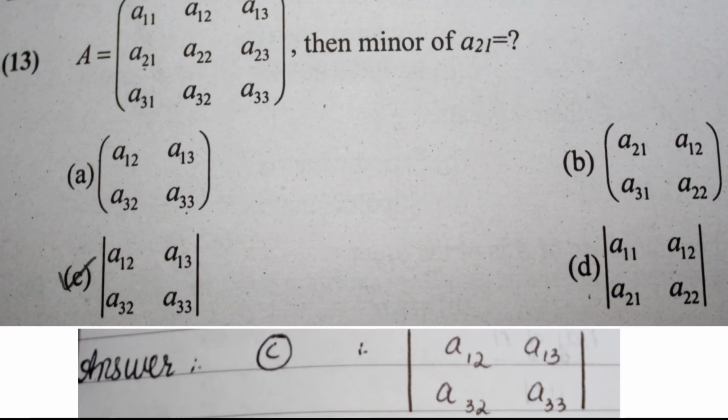Next question is, A is equal to this, then the minor of A21 is equal to what? For finding the minor of A21, what we are going to do is, A21 is in the first column, we're going to subtract that. A21 is in the second row, we're going to subtract that. So the column and the row have been subtracted. What is left behind is A12, A13 in the first row, A32, A33 in the second row, and then we're going to apply the determinant brackets on it, so option C is going to be the right answer.